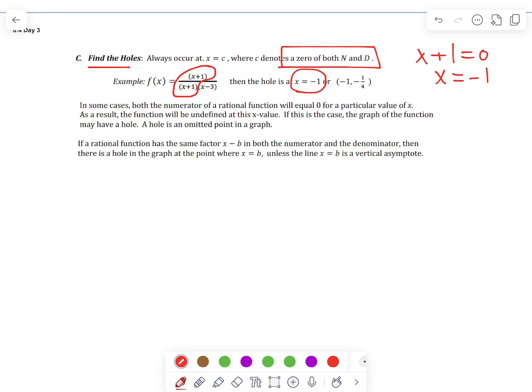In some cases, both the numerator and denominator of the rational function will equal 0. As a result, the function will become undefined at this x value. If this is the case, the graph of the function may have a hole at this point. If the rational function has the same factor in both the numerator and denominator, then there is a hole in the graph at that point where x equals b, and that is considered a vertical asymptote.